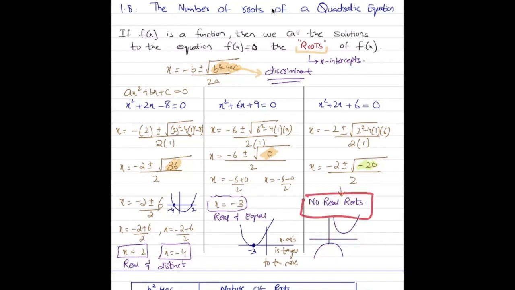And when do you get no real roots? When the value of the discriminant is negative, meaning less than 0. When are you going to have real and equal roots? When the value of the discriminant is equal to 0. And when are you going to have real and distinct roots? When the value of the discriminant is positive.